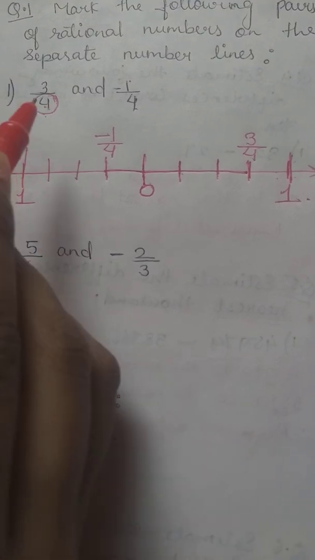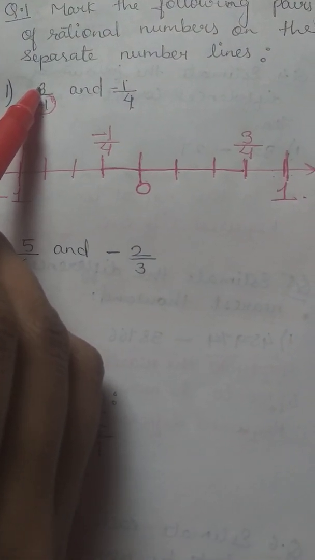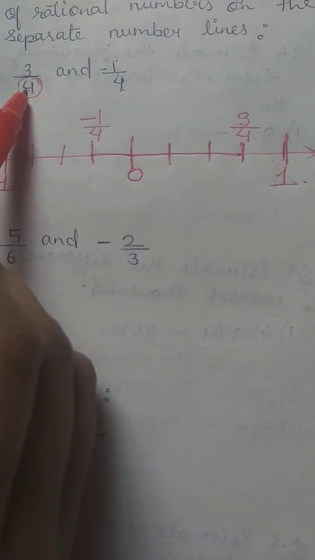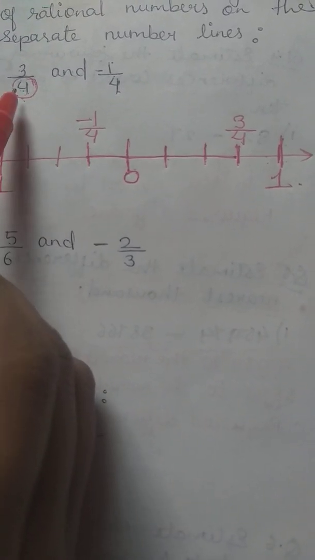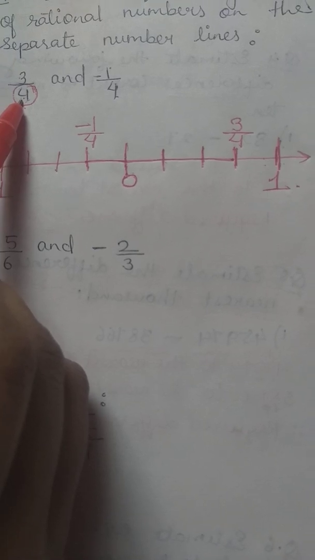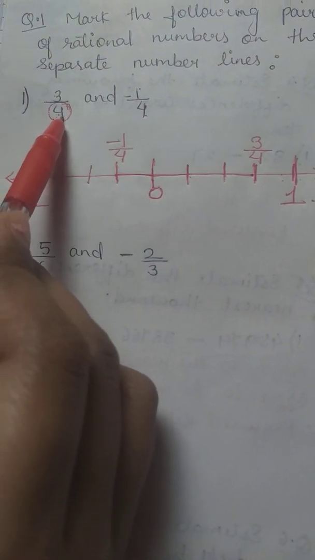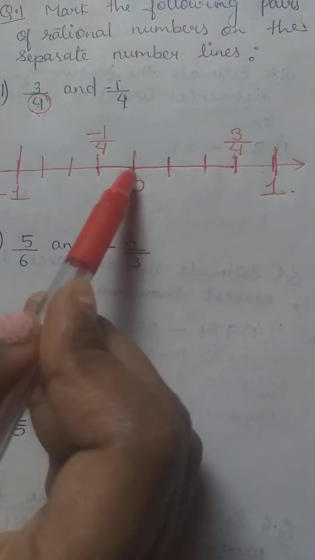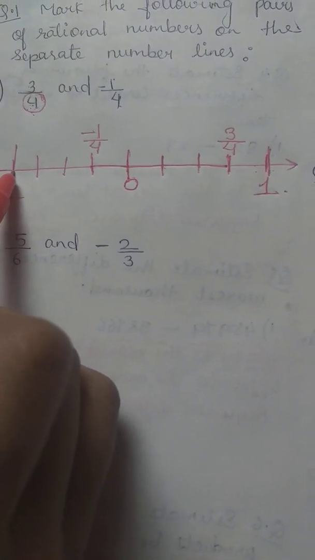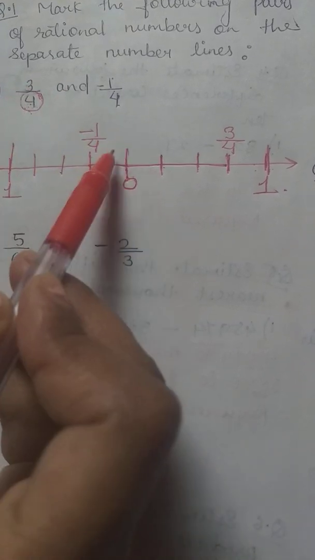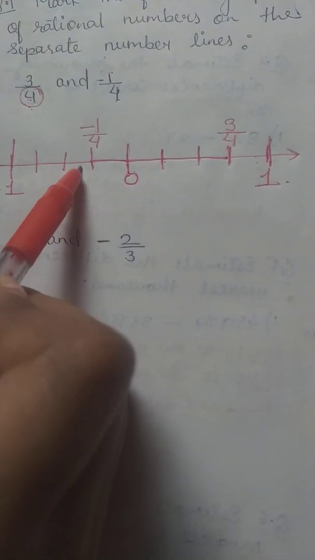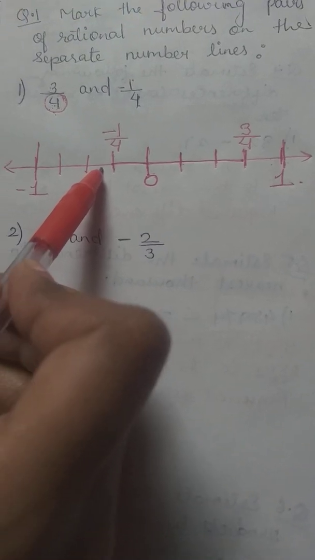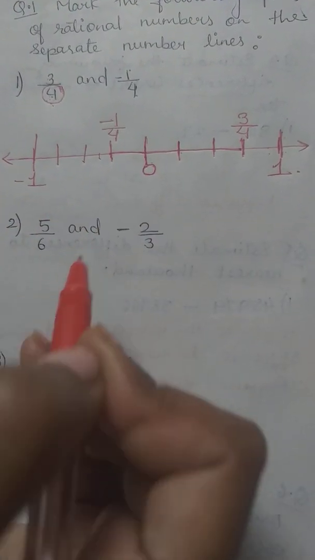Again I'll explain. If the numerator is smaller than the denominator, then the number will be between 0 and 1. Then you have to consider the denominator. Denominator 4, so we divide the line from 0 to 1 into 4 equal parts. Then see the numerator and plot the point. Okay, so this is the way to plot a rational number on a number line. Now the next question.